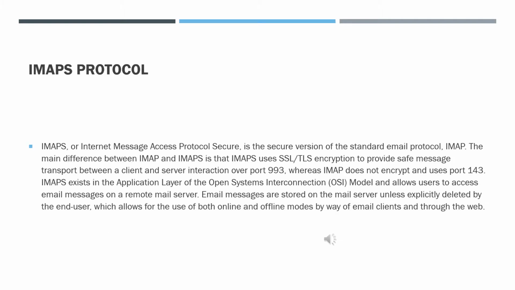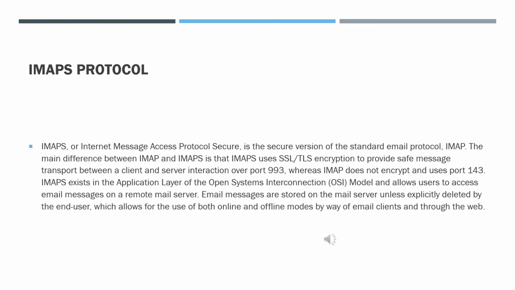IMAPS protocols. IMAPS, the Internet Message Access Protocol Secured, is the secured version of the standard email protocol, IMAP. The main difference between IMAP and IMAPS is that IMAPS uses SSL and TLS encryption to provide safe message transport between a client and the server interaction over port 993, whereas IMAP does not encrypt and uses port 143.